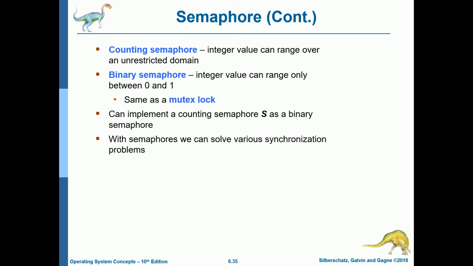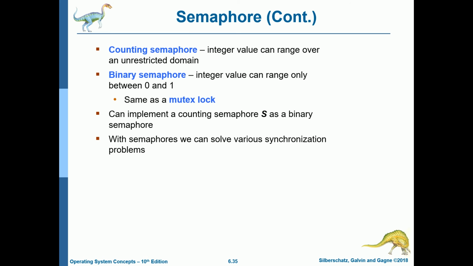Now, counting semaphores can be used to control access to a given resource consisting of a finite number of instances. The semaphore is initialized to the number of resources available. Each process that wishes to use a resource performs a wait operation on the semaphore, thereby decrementing the count. When a process releases a resource, it performs a signal operation, thus increasing the count.